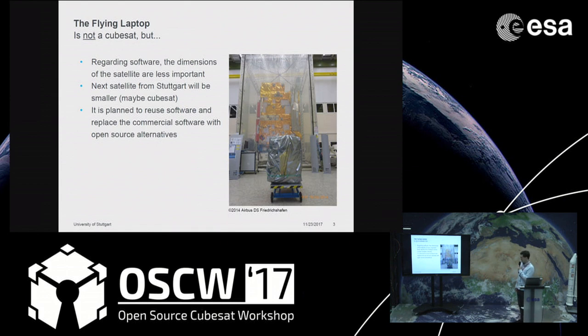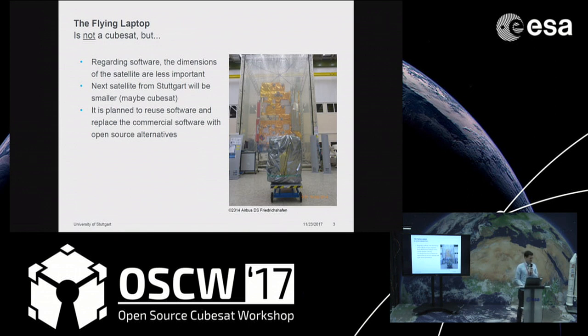So as I already said, it's not a CubeSat. Here in this picture, you have to trust me, this is Flying Laptop. And this is, well, a bigger satellite, even bigger satellite. But regarding software, I don't think that the dimensions of the satellite really matter so much. The average software doesn't care if it's running on a CubeSat chip or on such a big thing.